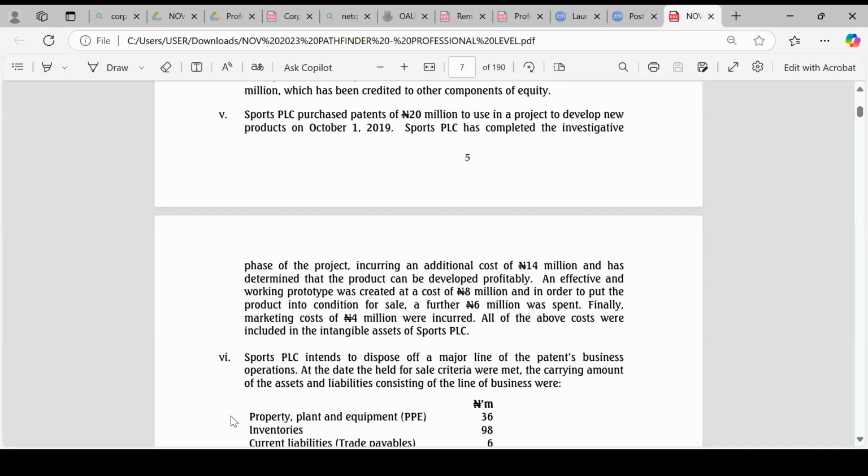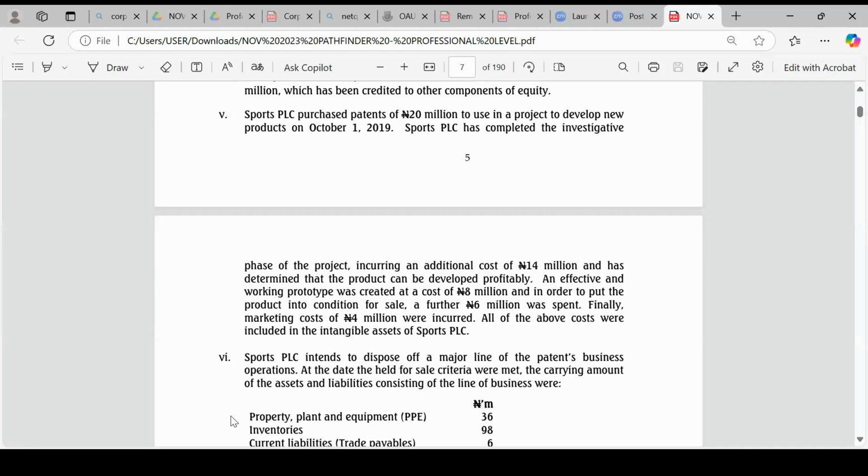An effective and working prototype was created at a cost of 8 million. If they capitalize this, it is correct. And in order to put the product into condition for sale, a further 6 million, this can be capitalized as well. They say finally, marketing cost of 4 million was incurred. We have already developed the asset. This marketing cost is going to be expensed. If they had earlier capitalized this, which looks like what they have done, we will need to take it off.